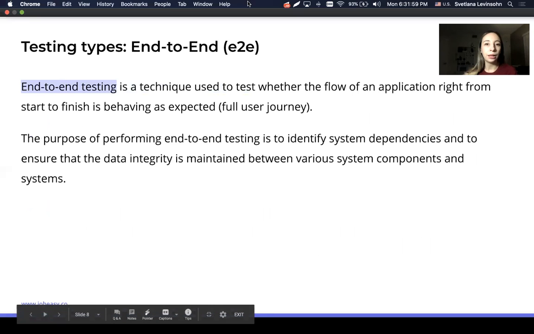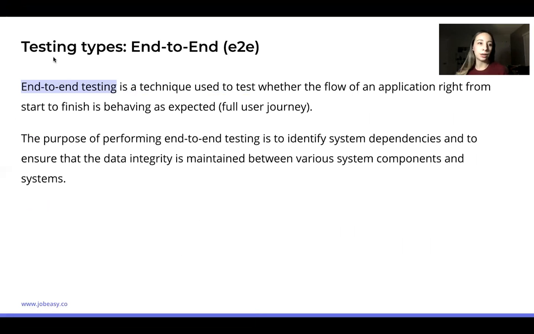All right, and another subtype of acceptance testing is called end-to-end or E2E. This is the technique that verifies the flow of our app from the very beginning to the finish to make sure that the whole flow works. End-to-end testing is usually done by QA engineers during the acceptance testing. And during end-to-end testing, we're going to follow the full user journey, the full flow.